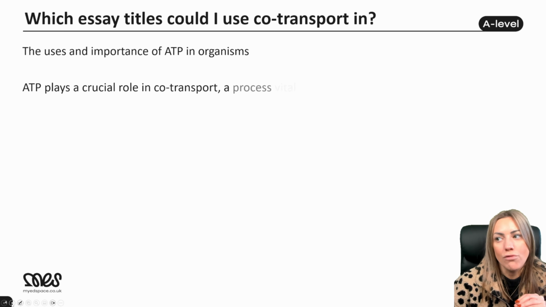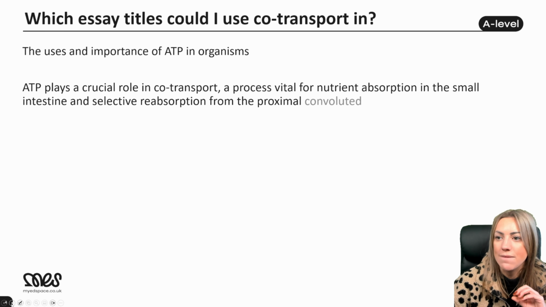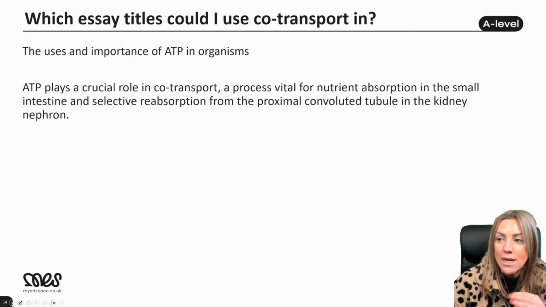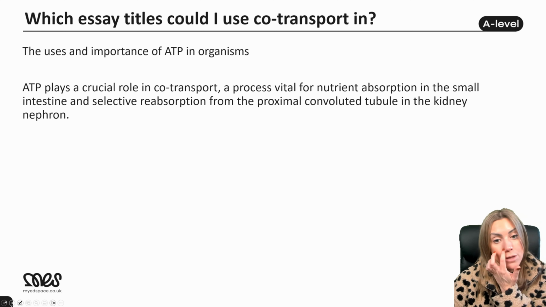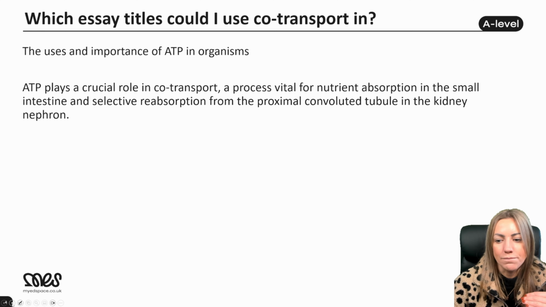ATP plays a crucial role in co-transport, a process which is vital for nutrient absorption in the small intestine and selective reabsorption from the proximal convoluted tubule in the kidney nephron. Now, you could talk about both the small intestine, where you get co-transport for reabsorption, or the proximal convoluted tubule, but they're both going to be focusing on the same mechanism of co-transport. So I'm going to talk about them together.